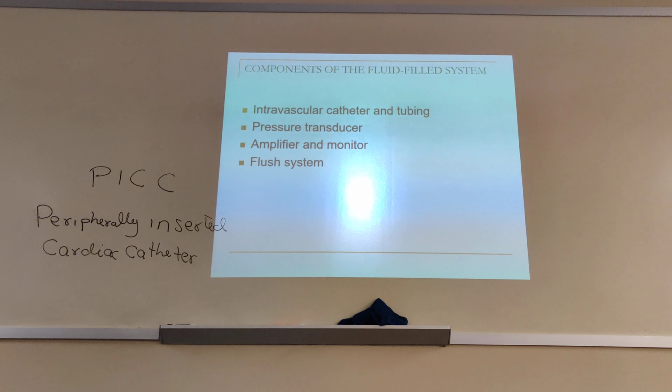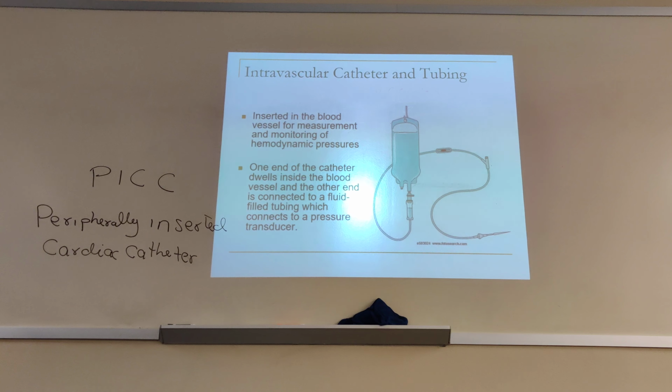Okay, well, let's take them one at a time now. The intravascular catheter and tubing are inserted in the blood vessel for measurement and monitoring of hemodynamic pressures. If you want to continuously monitor a patient's blood pressure, you're going to put in an A-line. Another thing the A-line does is, if a patient is going to require frequent blood gas sampling, you can draw it from there instead of sticking the patient all the time.